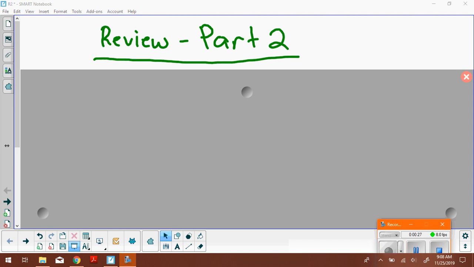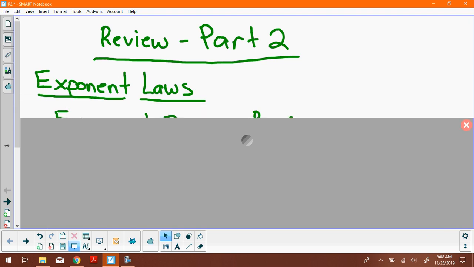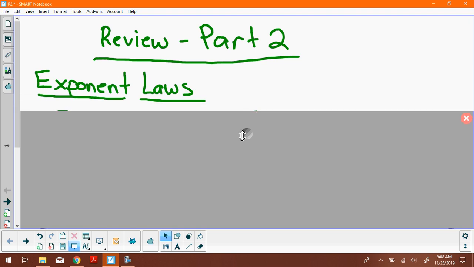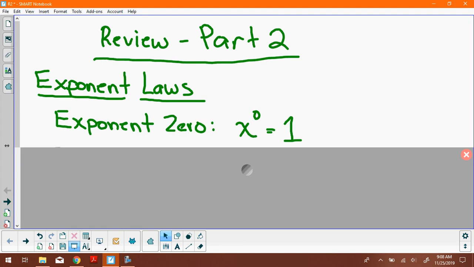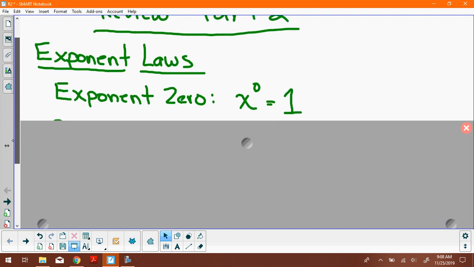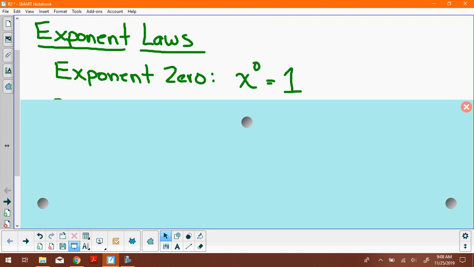Okay. So the first thing is our exponent laws. Okay, so let's go through the rules here. So one of them is that anything to the power of 0 is equal to 1. That's a special case. If you have power 0, it's always equal to 1.